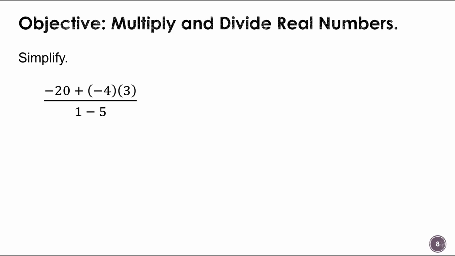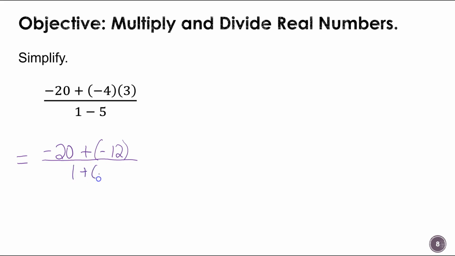All right, so we're still in section 1.7, and we are going to work some order of operation problems where we have multiplying, dividing, adding, subtracting, everything's going on here. And so in this first example, if you look in the numerator, I'm going to start there with my simplifying. So I have negative 20 plus negative 4 times 3 is negative 12. We have to multiply before we can add in that numerator.